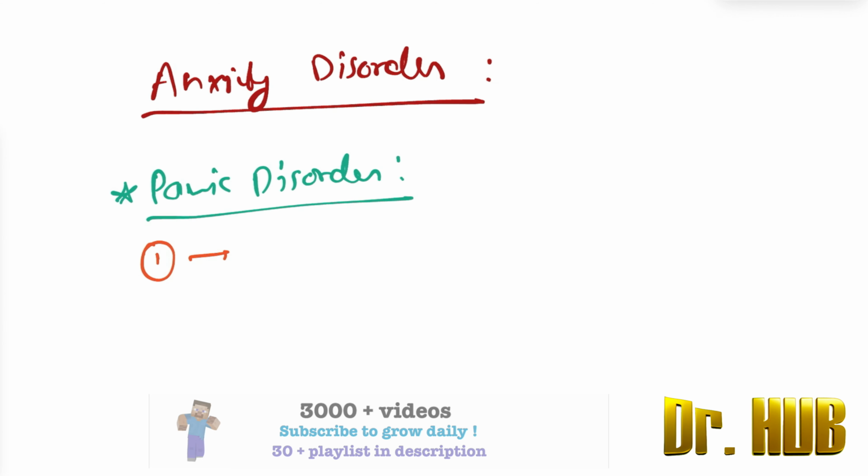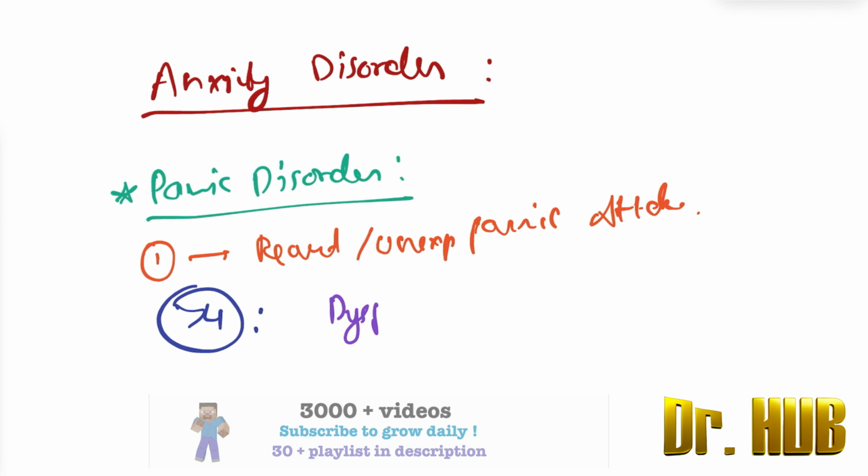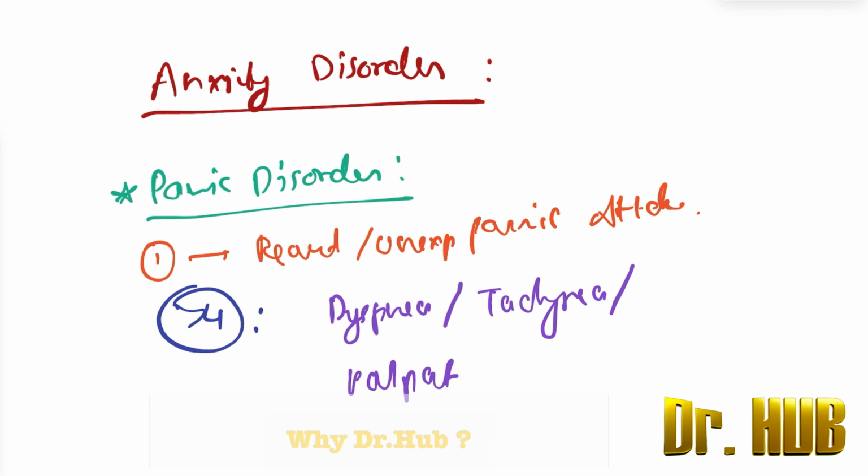The first one is recurrent and unexpected panic attacks with greater than 4 of the following features. So what do you mean by greater than 4? It includes dyspnea, next is tachypnea, then comes palpitations. So any 4 of the following.